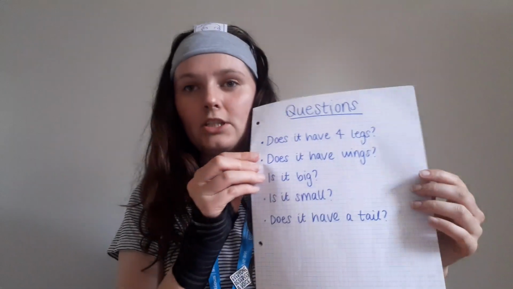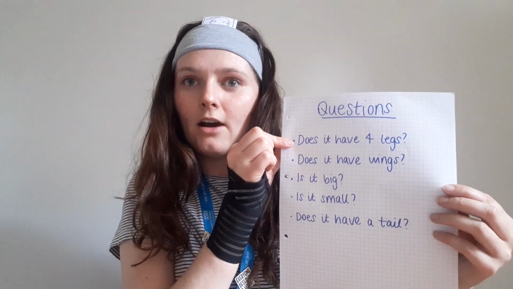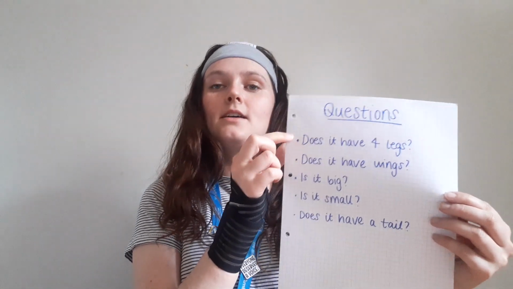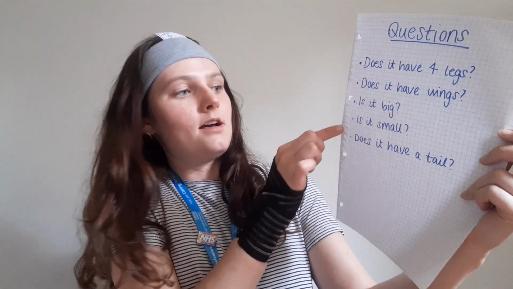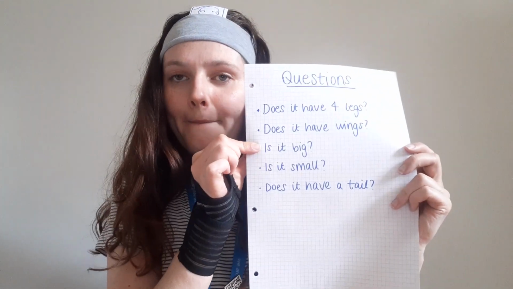So now that I've got my chosen animal, you want to ask your child questions to help you guess what animal you are. So I might use my prompt sheet and ask my child, does it have 4 legs? And your child can have a look. They can look at the prompts and they can say, yes, it's got 4 legs. Brilliant. Okay. Is it big? I don't think it is big.